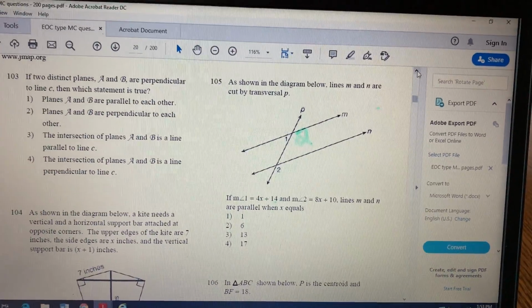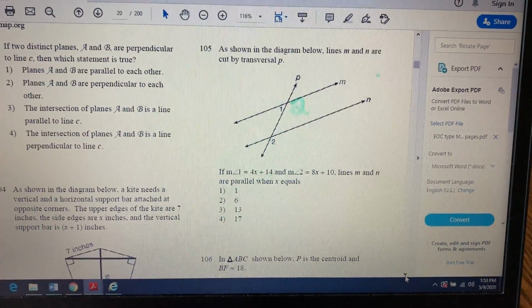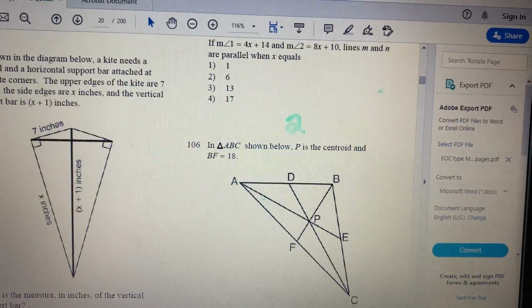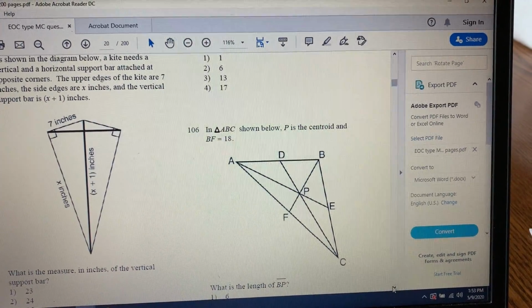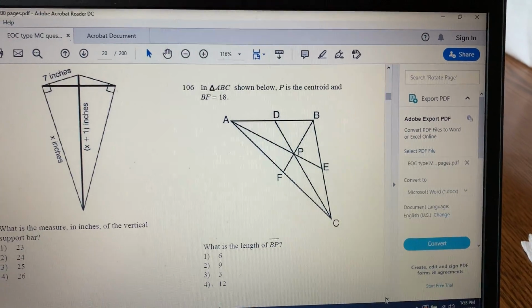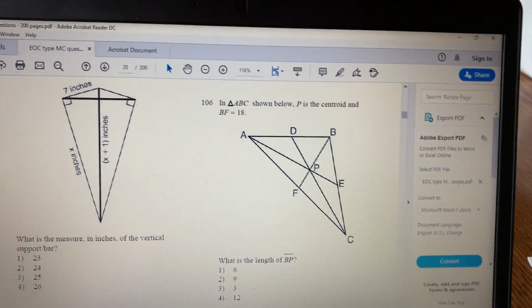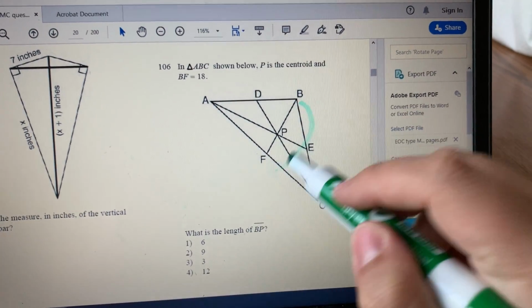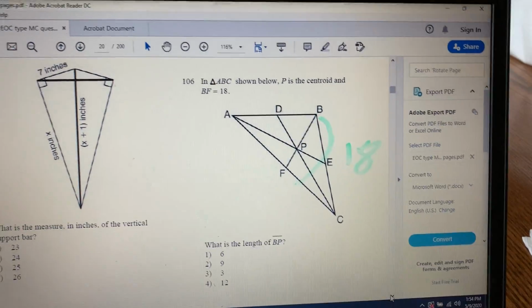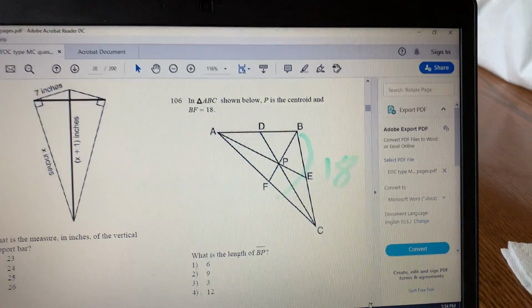All right, very last problem. Very, very sad. Triangle ABC shown below. P is the centroid and BF equals 18. Okay. Whole thing here is 18. Okay. What's the length of BP?